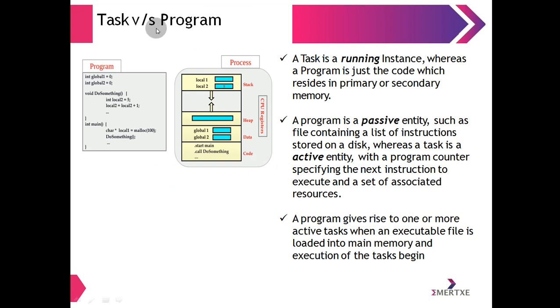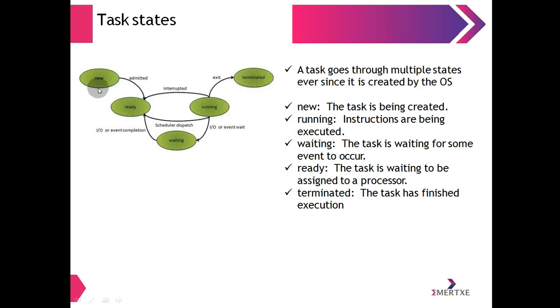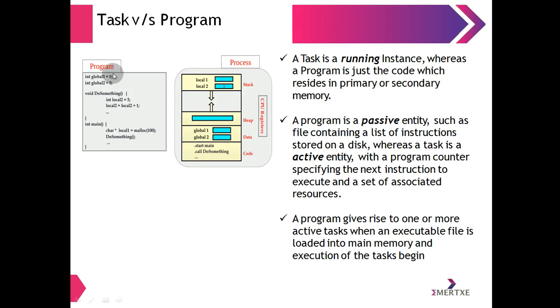The next part is the difference between a task and a program. Now this is a program where we have initialization. Suppose this program has int global1 = 0. We have initialized the value 0 to the global1 variable. We have initialized int global2, the value will be 0. Now the void do_something function initializes another variable, a local variable, local2 = 5. We have assigned the value 5 to the local variable local2.